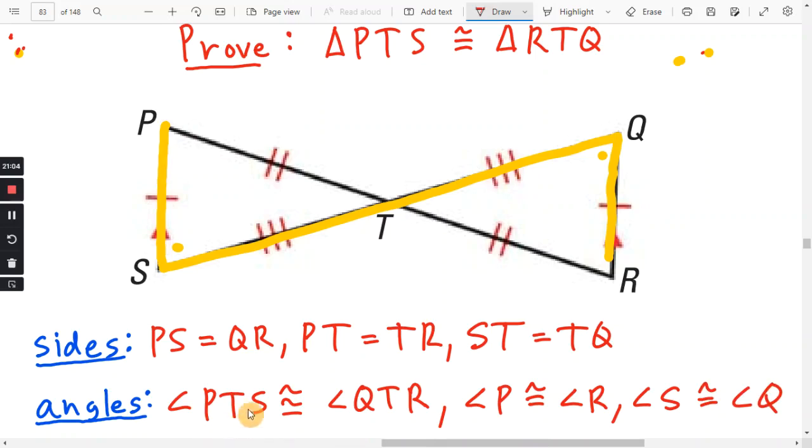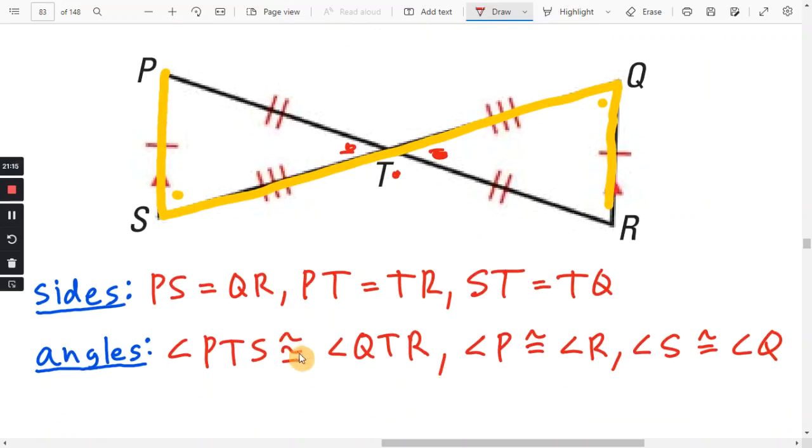So for the first angle, the verticals, I had to use 3 letters, because if you say T, we don't know if it's this one or this one. So I had to use 3 letters. But on the other ones, I just used 1 letter. It's obvious this is P, this is R, this is Q, this is S. So 3 pairs of sides and 3 pairs of angles.